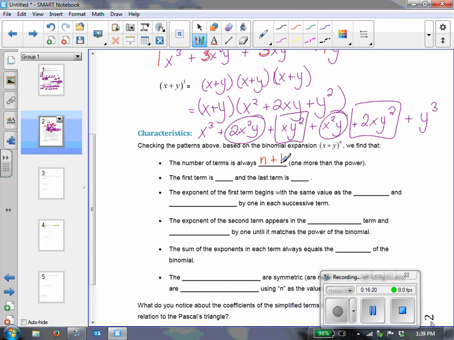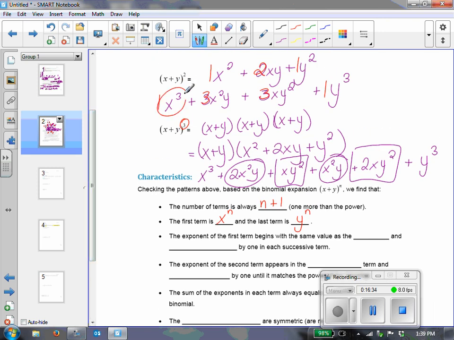The first term is what? The first variable to the entire power, and the last term is the second variable to the entire power. So this is to the power of 3. My first term is x cubed, my last term is y cubed. Make sense? So if I had a and b in there, it would be a and b. The exponent on the first term begins with the same value as the exponent.